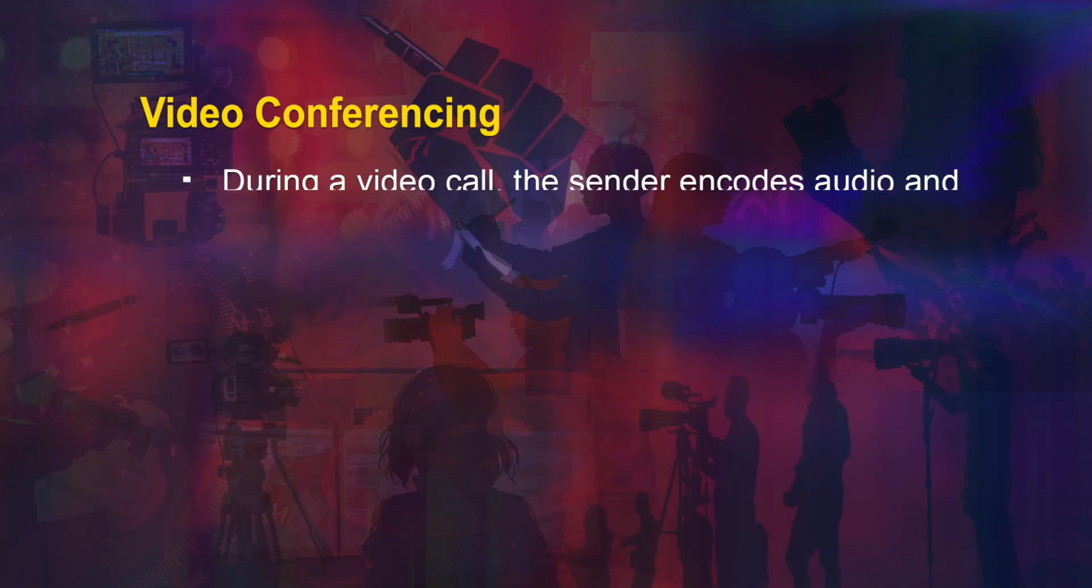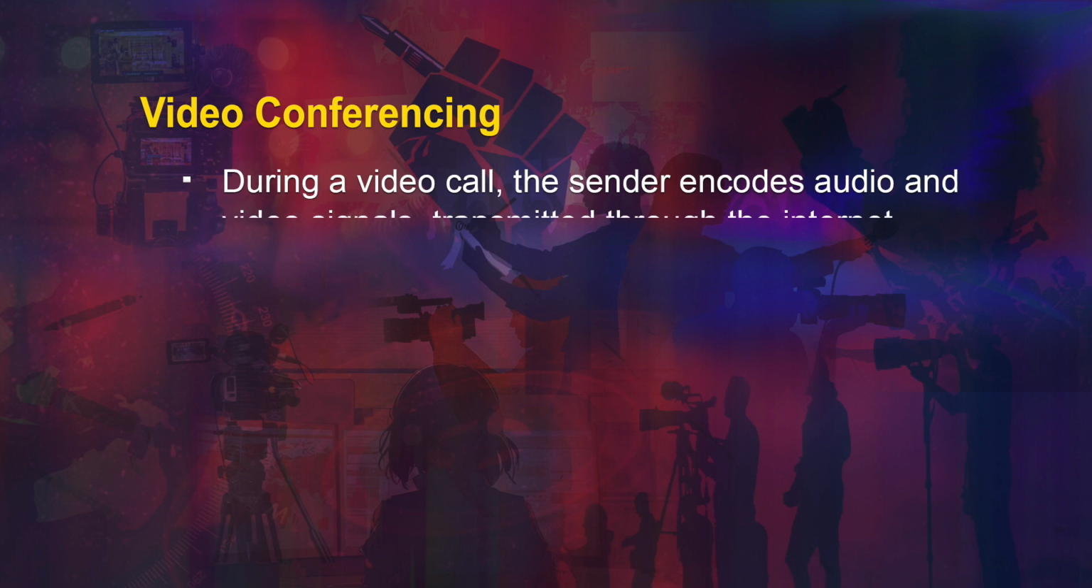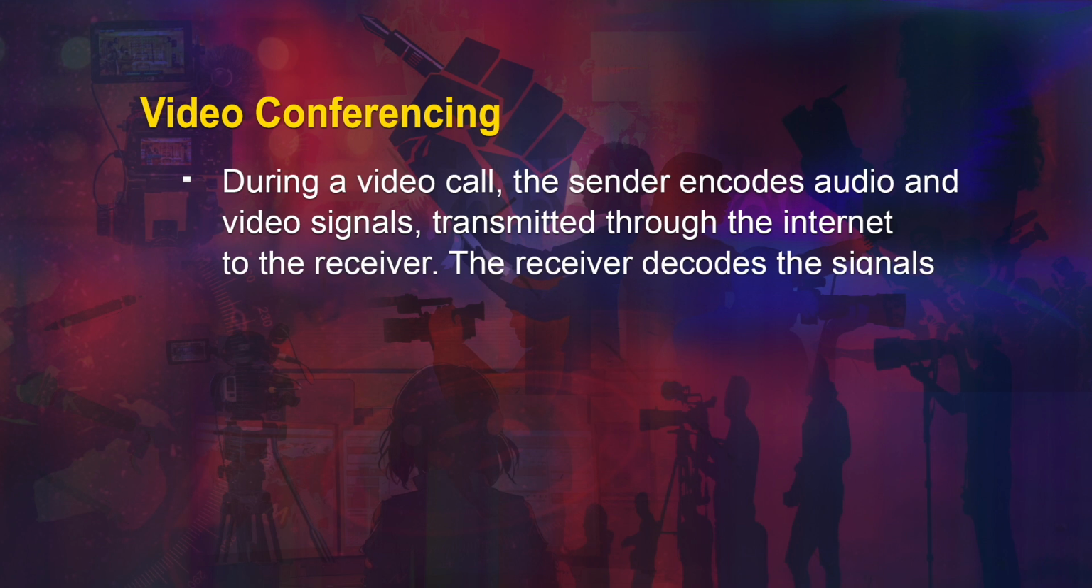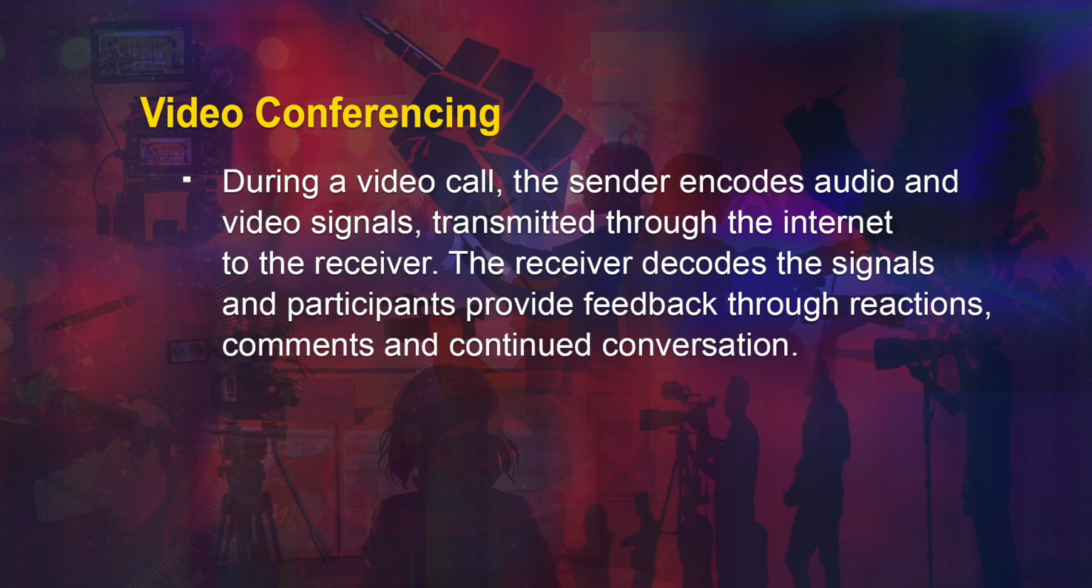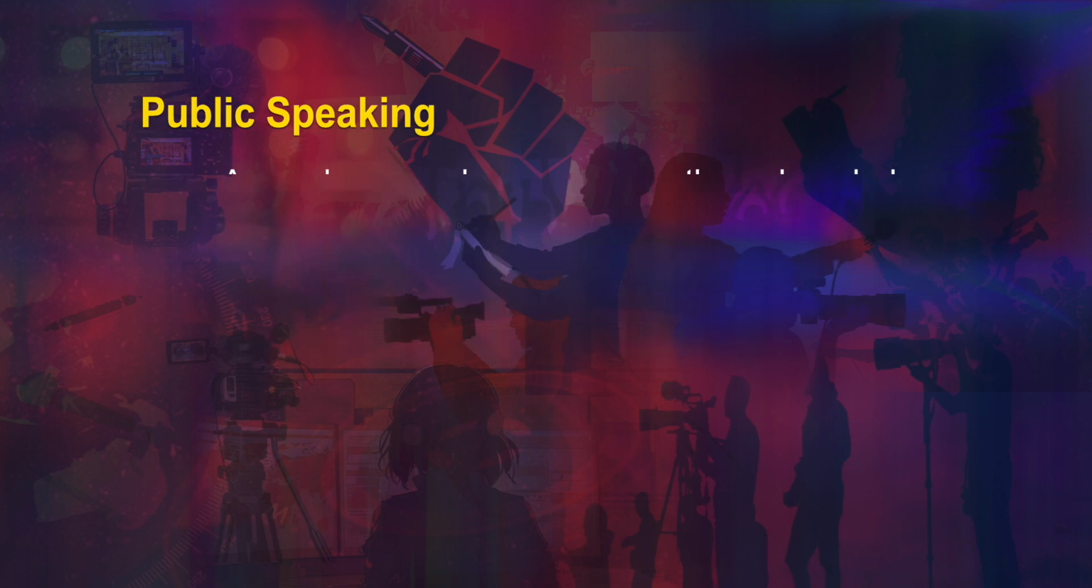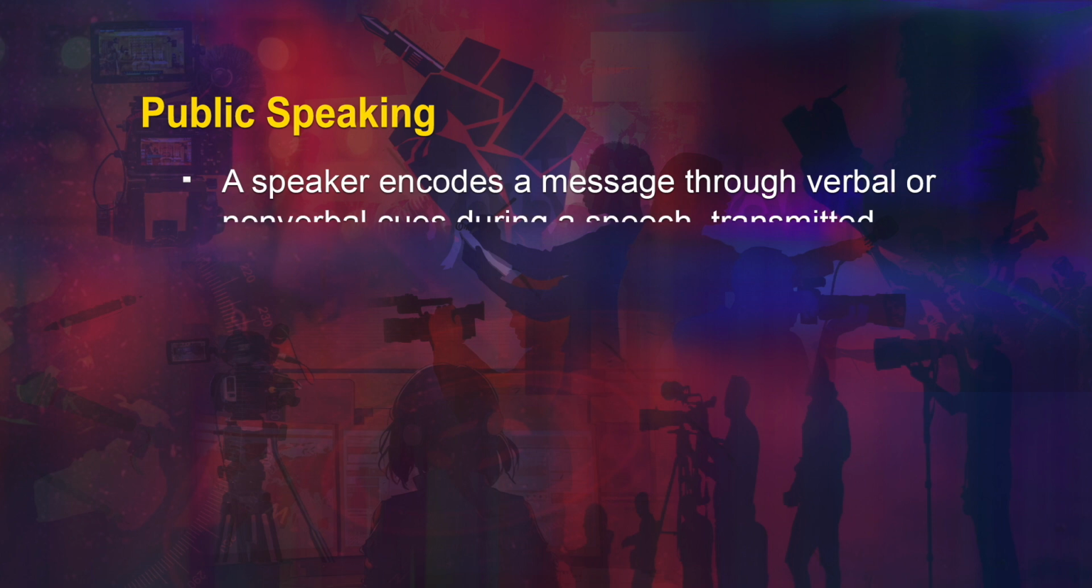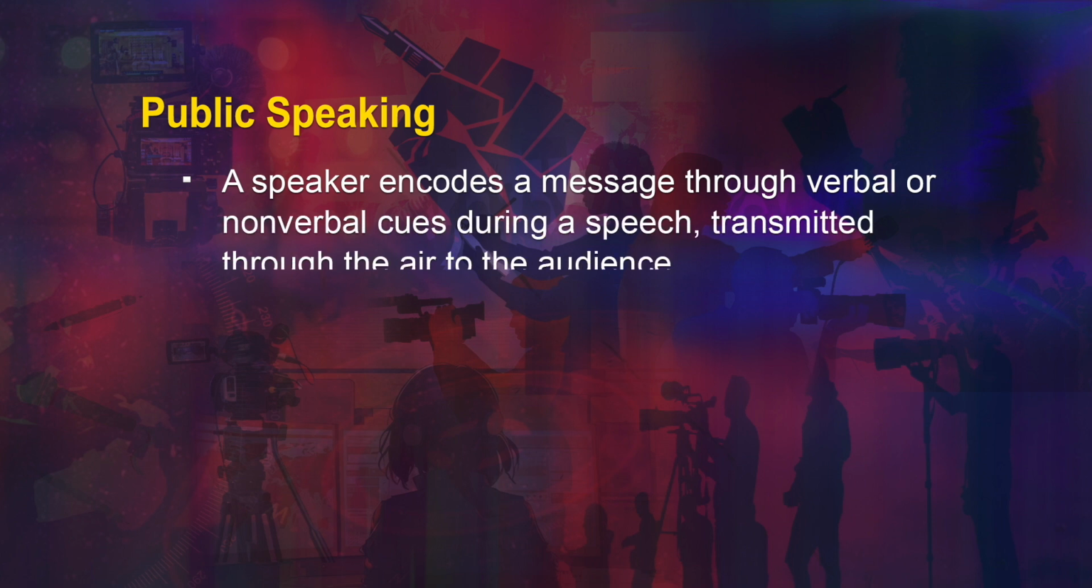Video conferencing. During a video call, the sender encodes audio and video signals transmitted through the internet to the receiver. The receiver decodes the signals and participants provide feedback through reactions, comments and continued conversation. Public speaking. A speaker encodes a message through verbal or non-verbal cues during a speech transmitted through the air to the audience. The audience decodes the message and provides feedback through applause, questions or engagement.